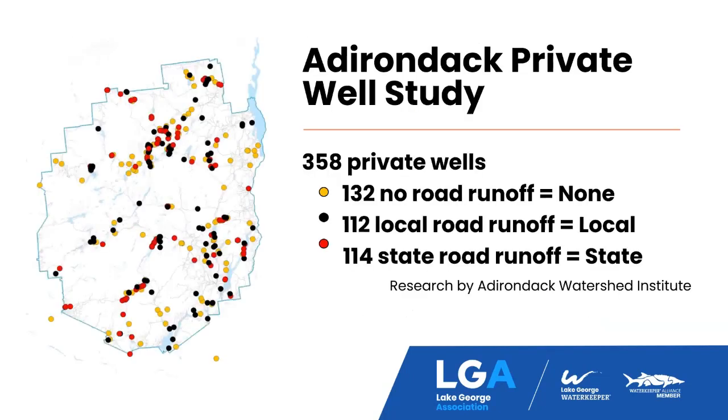This was a study we partnered on with the Adirondack Watershed Institute. We actually took samples of 358 private wells. Yellow are where there's no road influence, no runoff from roads that may impact the wells. Black are from local roads handled by local municipalities, and the red are the state road impacts.